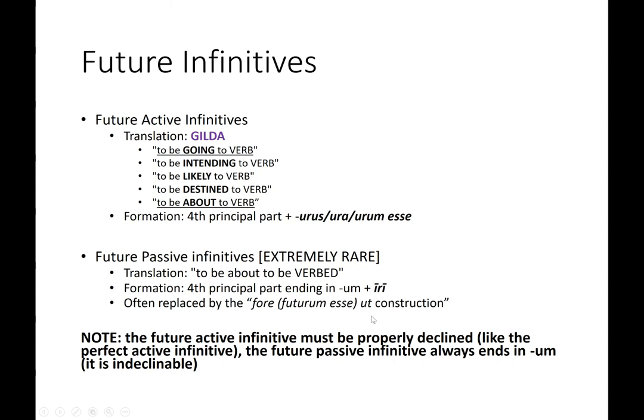to worry about. For the purposes of complete information, the way that the future passive infinitive is created is by taking the fourth principal part. It has to end in um, and then you follow it up with the word iri. And that's it. It ends there. There's no other weirdness or changes.